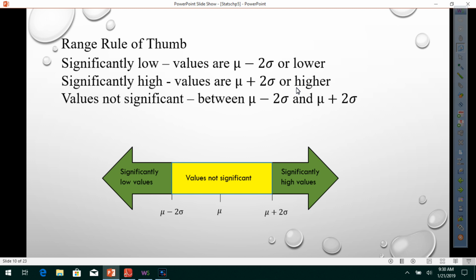So we calculate all this stuff. What does it mean? Are the values significant or are they not? And if they are significant, are they significantly high or are they significantly low? So I guess what I'm trying to say is the goal is not necessarily to calculate the value, it's more to interpret the results after you calculate the value.